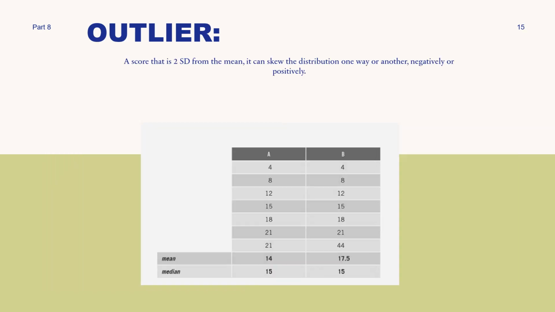Next is an outlier. You can tell there is one because of the difference in average between dataset A and dataset B. B is higher due to the 44 being an outlier. An outlier is a score 2 standard deviations from the mean. Be careful to look for them in your studies, as it can skew them. To prevent it, report data twice.